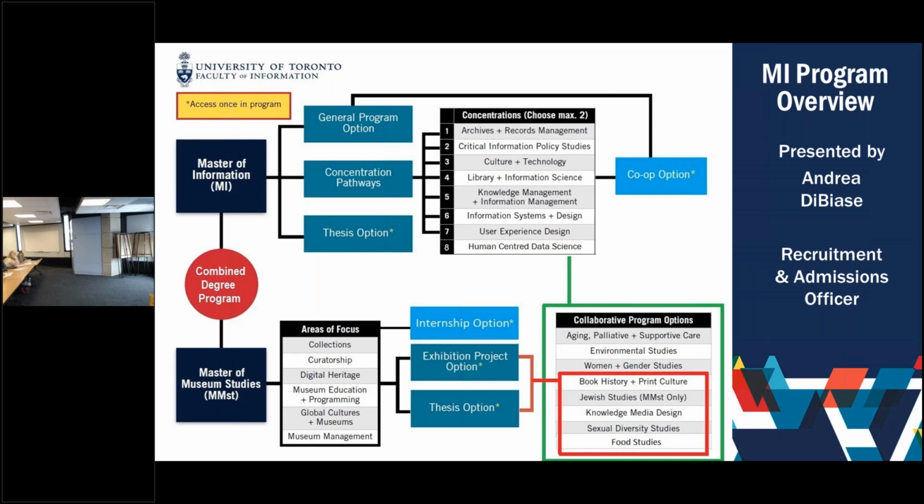A lot of the deadlines are ongoing, with the exception of the Book History and Print Culture, which has an April 1st deadline. So if you plan on applying to that for your first year, just want to keep that in mind, that it is due April 1st, and Environmental Studies as well. Those are the two that have set deadlines. The rest of them are ongoing. Again, you can just apply to them anytime throughout your program.